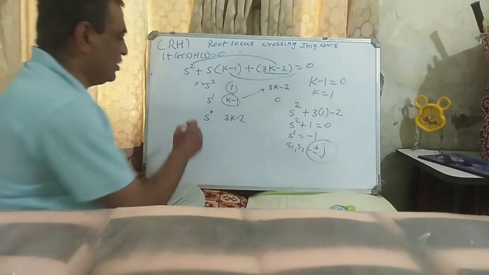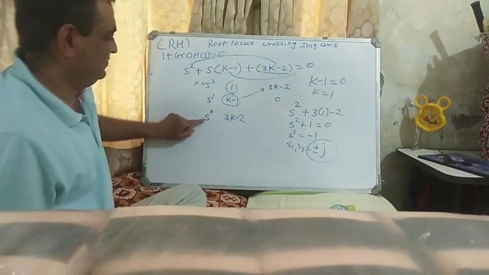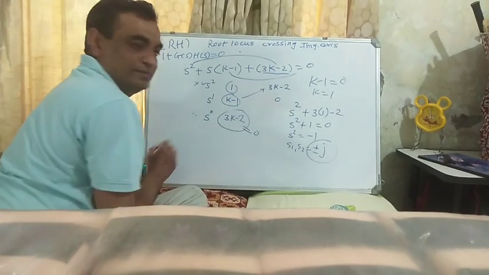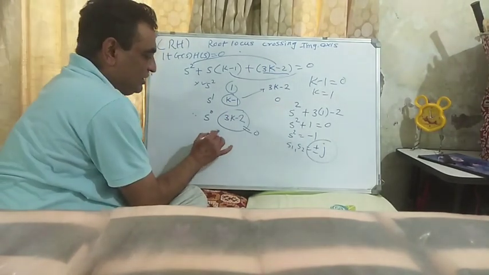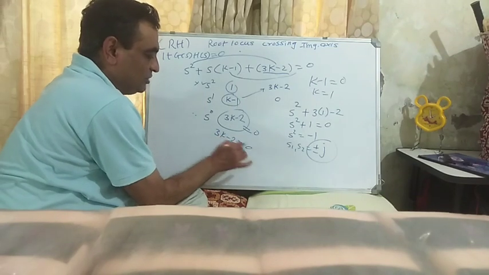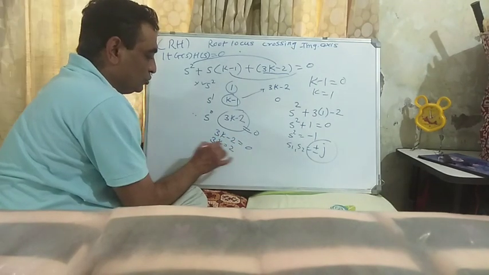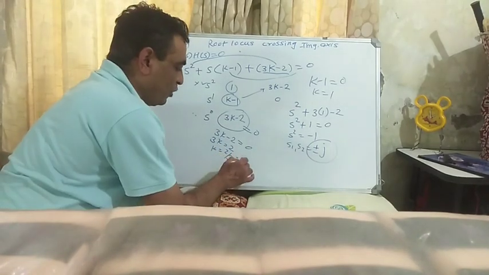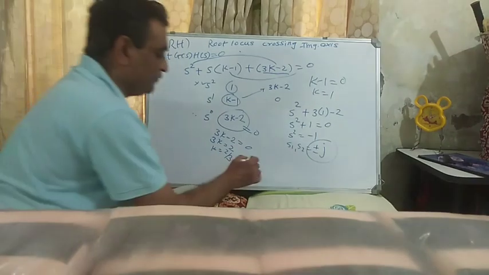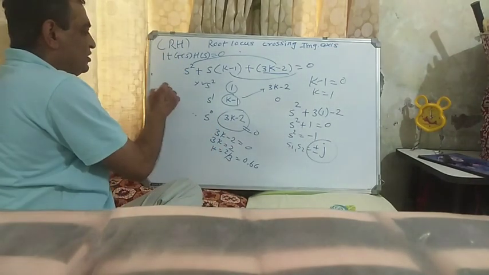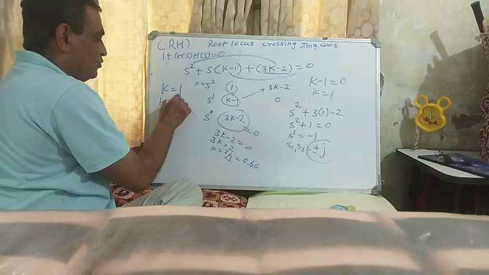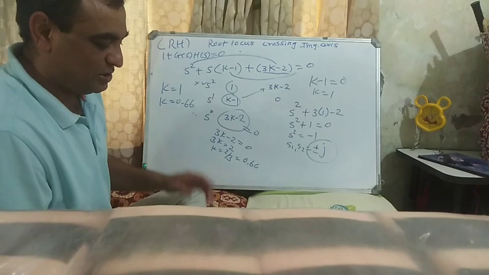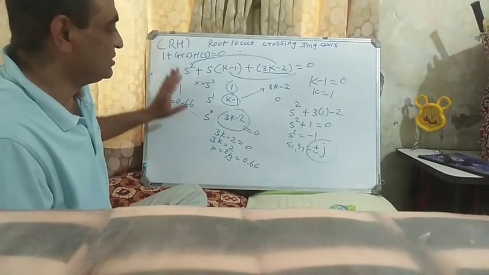Now the s raised to 0 row also can be equal to 0. For that, this also can be equal to 0, the entire row becomes 0. So 3k minus 2 is equal to 0. So 3k is equal to 2, so k is equal to 2 by 3. So it is actually 0.66. Okay. So for k equal to 1 and for k equal to 0.66, the root locus is crossing the imaginary axis. So the root locus crosses twice.